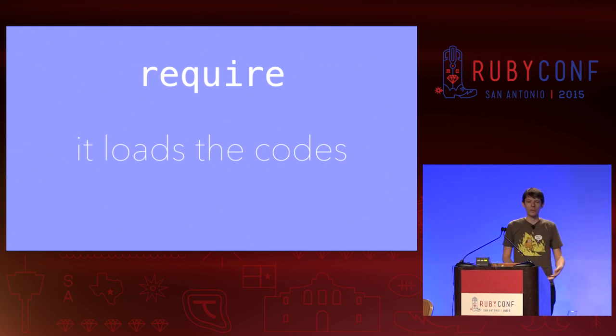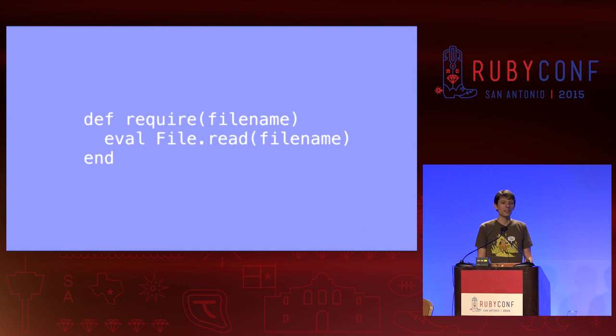That's pretty straightforward. So you can actually implement the require function yourself, naively, with just one line of code. You say, I have the path to a file. I would like to read that file. I would like Ruby to eval that file as if it was code. Done. I have implemented require. Pretty sweet.